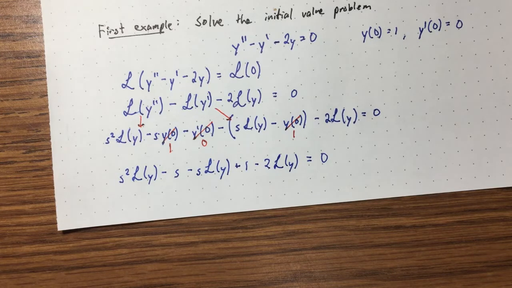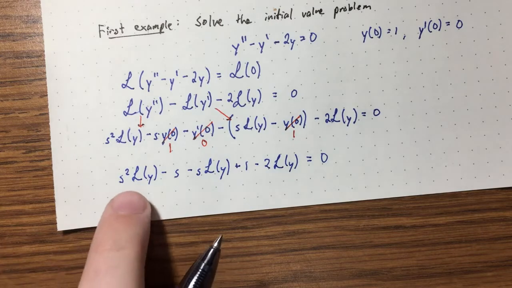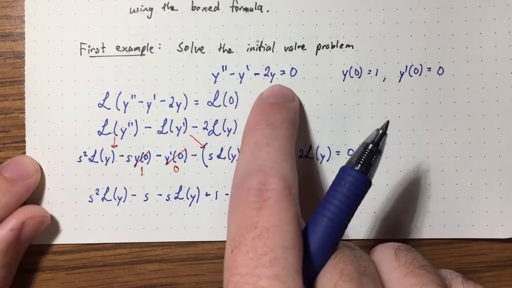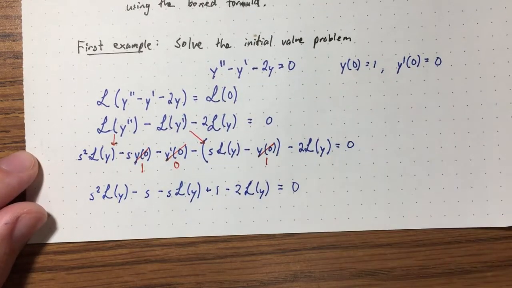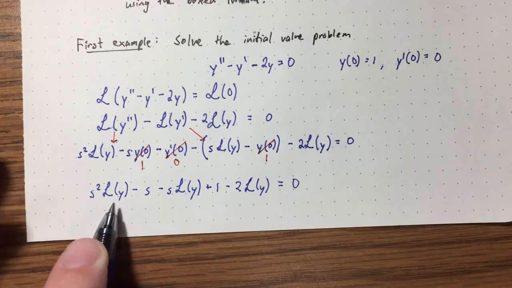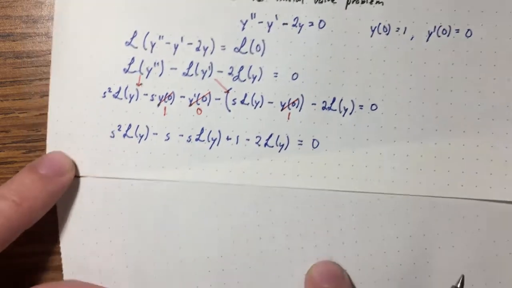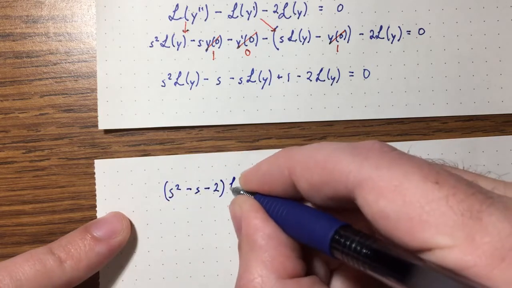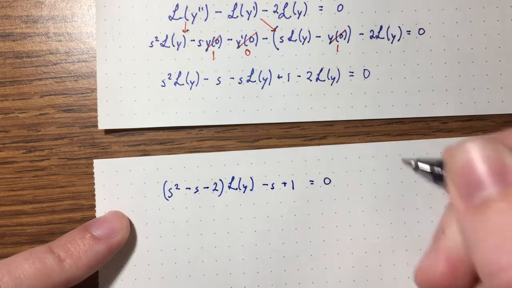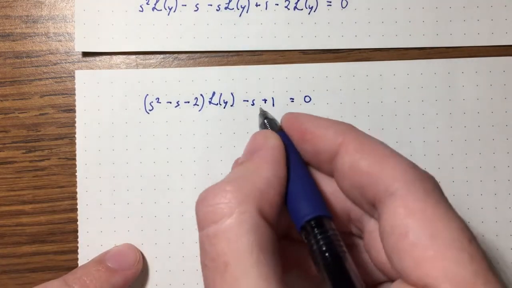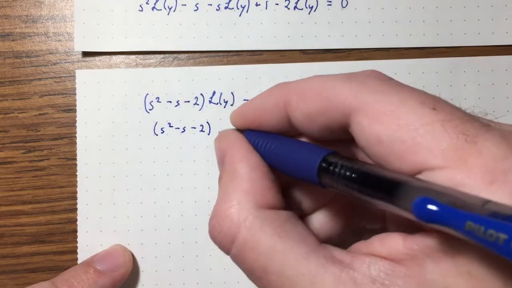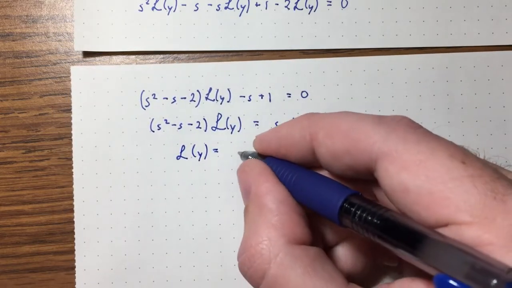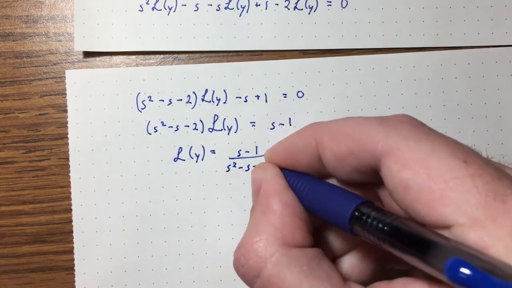Now what? So do you see what we're going to do next? Well, we see that there are several L of y terms here. So remember, my goal is I want to find the function y of t that satisfies this differential equation, that solves the initial value problem. I actually have this in terms of L of y, but I'll solve for L of y. So I have s squared minus s minus 2 times L of y minus s plus 1 equals 0. Okay. Let's move this over to the other side. Equals s minus 1. And now I just divide by this. So I get L of y equals s minus 1 over s squared minus s minus 2.